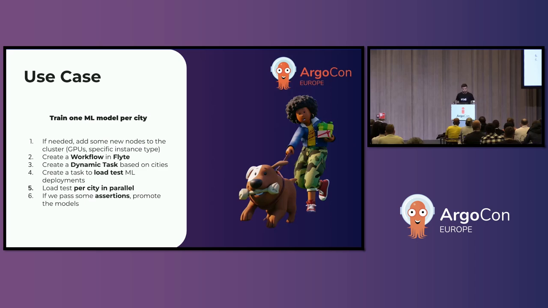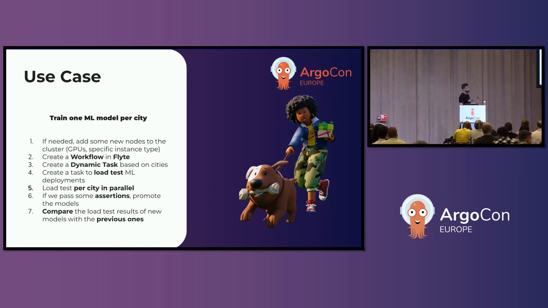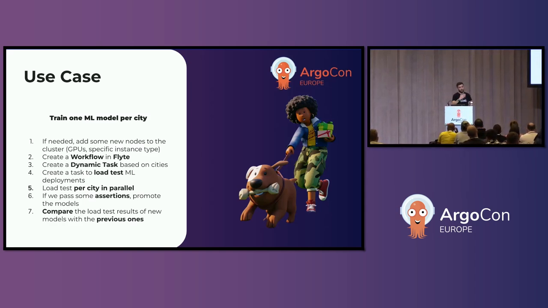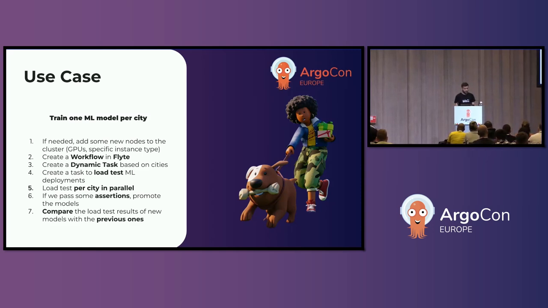Then if you pass the assertions, you can promote the models and be more confident that it's going to work. Or what you can also do is, once you pass the assertions, make sure that you're actually not worse than the previous models. Because maybe your ML model is really good with the ML metrics, but if your P99 went from 20 milliseconds to 200, okay, maybe there's a right balance to find here. So that's our use case. And this use case is using everything we have: ArgoCD, Flyte, Argo Workflows, and Gatling.